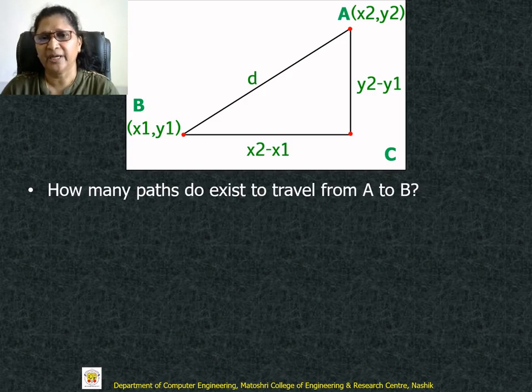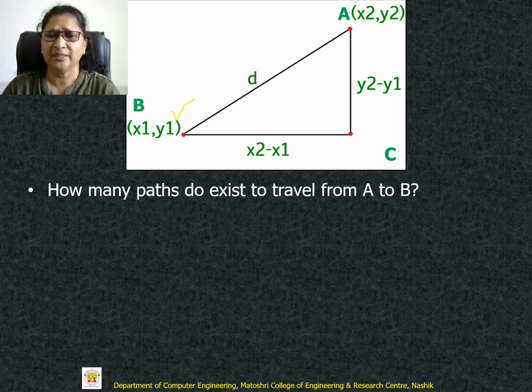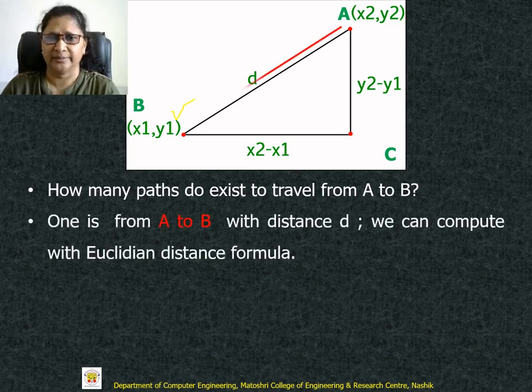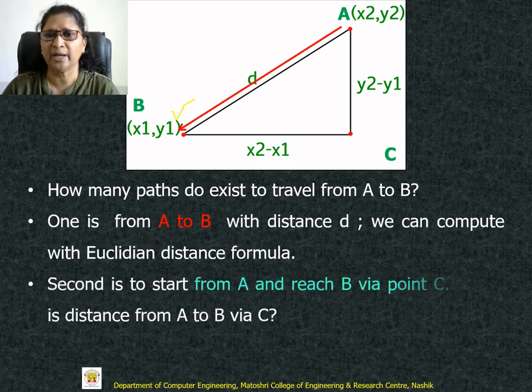Look at this figure. We have two points, point A and point B. We want to find out how many paths there are from A to B. We are given a third point C also. If we look at the simple figure, this is a right angle triangle at point C, and we have two paths. One is we can traverse directly from A to B, and the other is we can traverse from A to B via C. One is A to B shown with the red line, and the other is from A to B via C shown with the blue line.